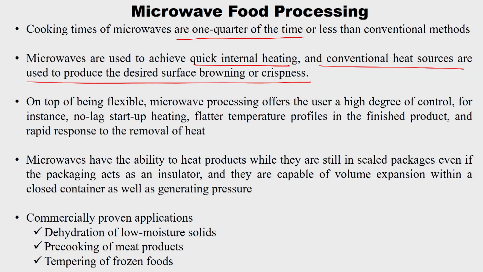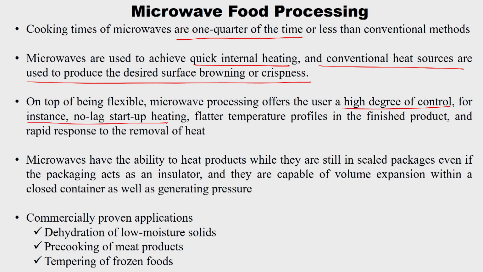It penetrates through the food material, or dielectric material. Food materials are dielectric materials because they have water, carbohydrates, etc. So the internal part will be heated very quickly and very uniformly, and if you apply a conventional heat source on the surface, you will get the desired browning and crispiness. On top of being flexible, microwave processing offers the user a high degree of control.